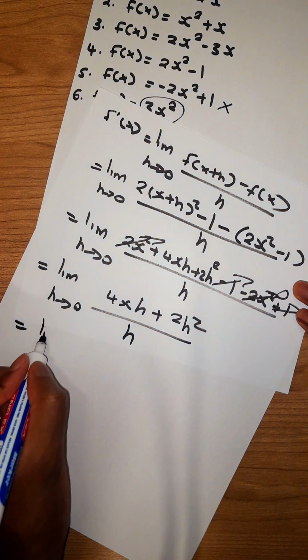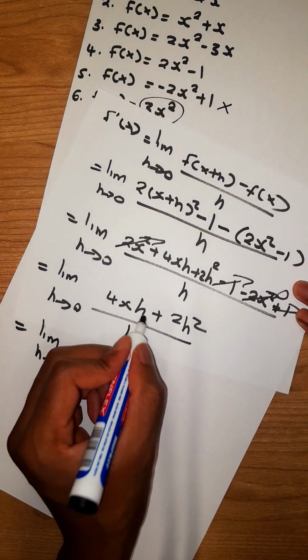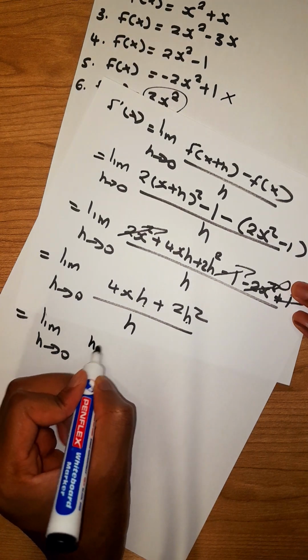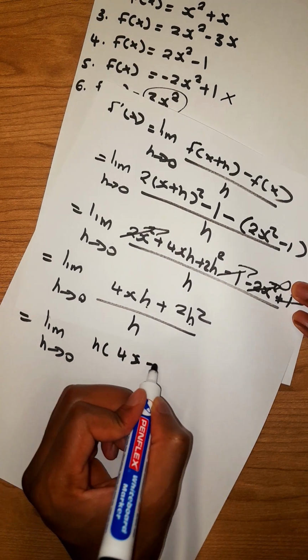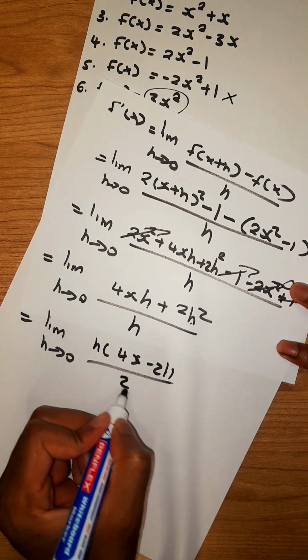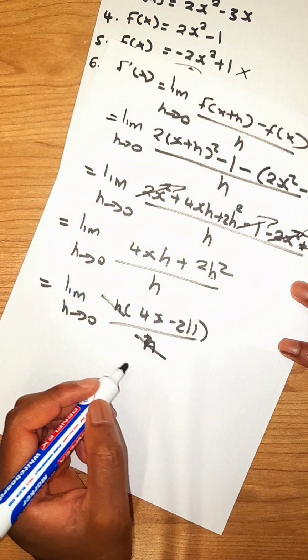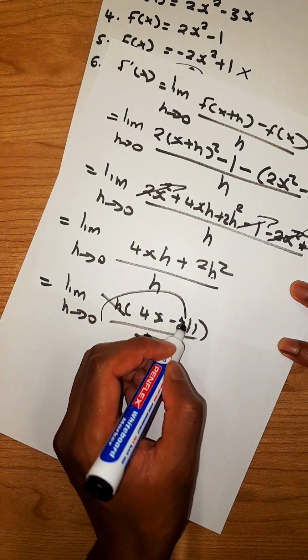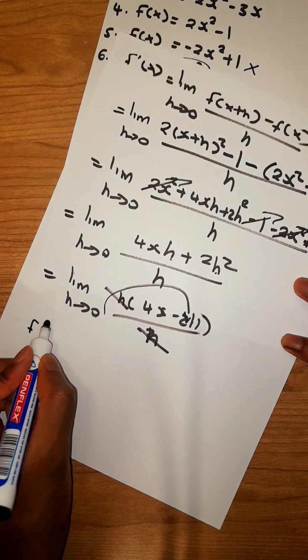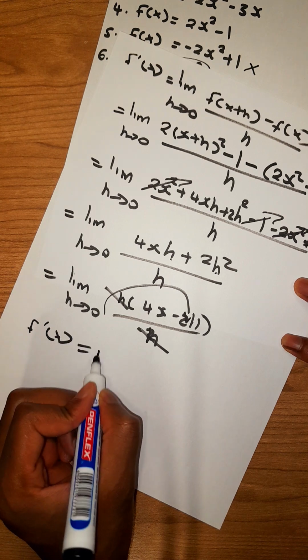And then you take the common factor of h out, you are left with h times (4x plus 2h) divided by h. So this h and this h will actually cancel out, and you realize that you're just going to substitute the value of 0 here, and your f prime of x is actually going to be 4x.